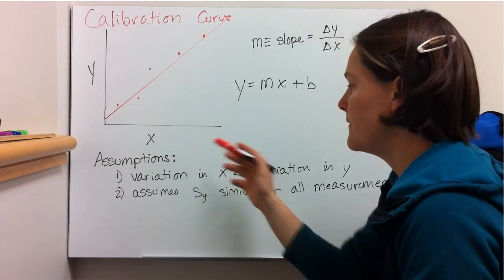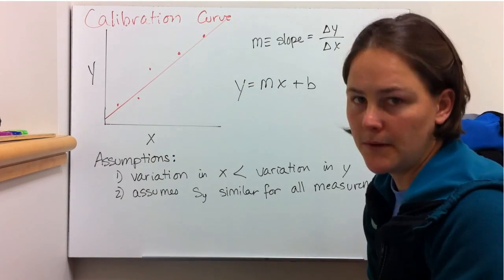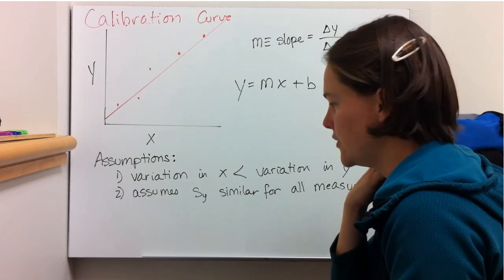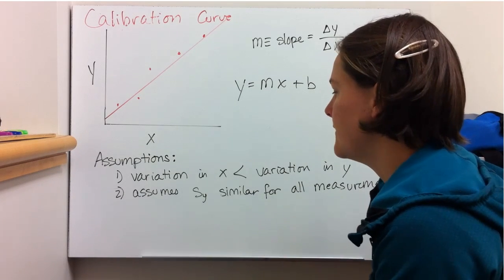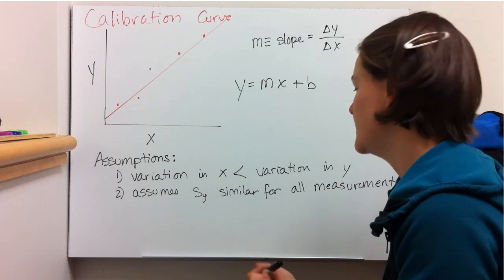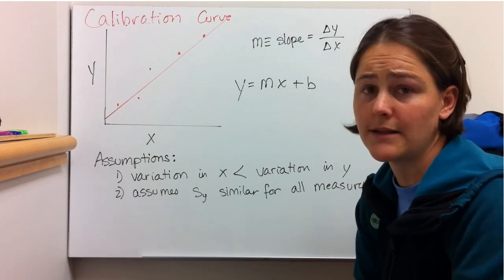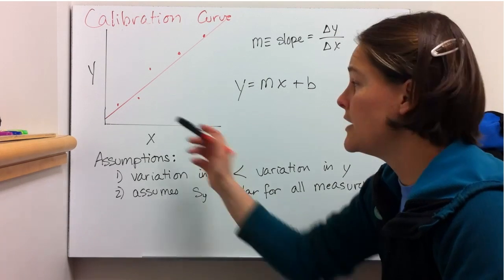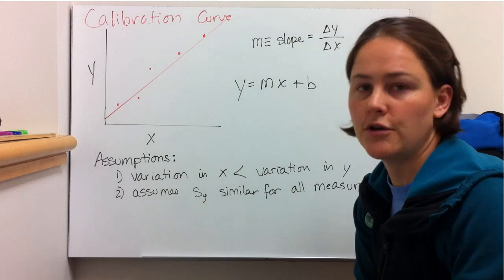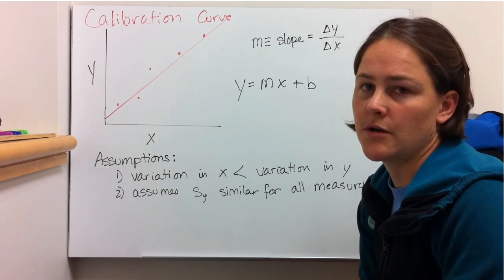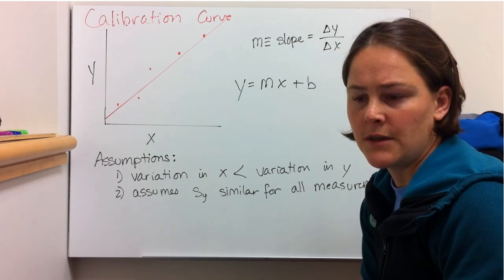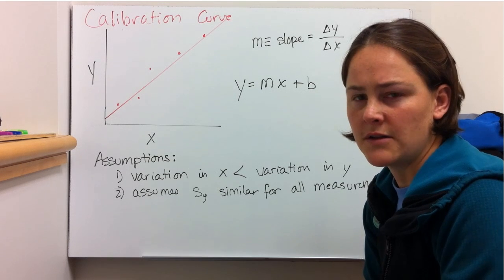In order to do this, you have to make a couple of assumptions in the data treatment. And we're not going to go into the math behind all of this, but basically the variation in x is less than the variation in y, which is actually a pretty good assumption because you made this solution. You should know what the concentration is pretty well. And so what you should be measuring is the error associated with the instrument response at each concentration.